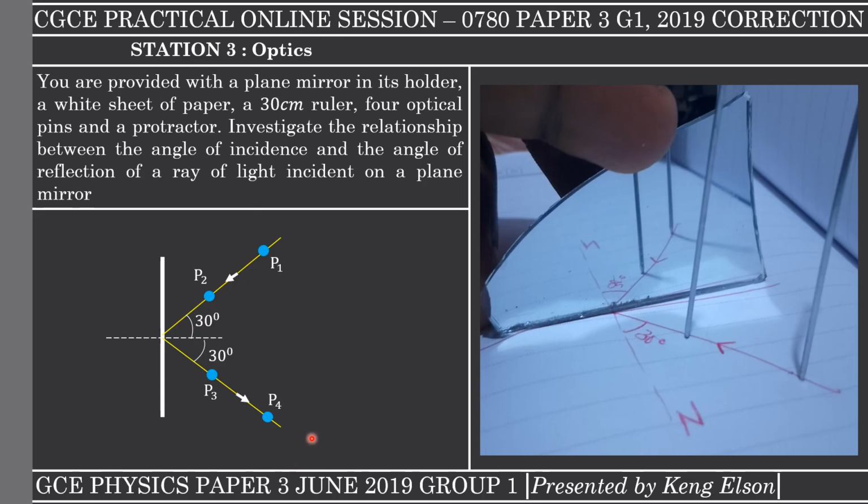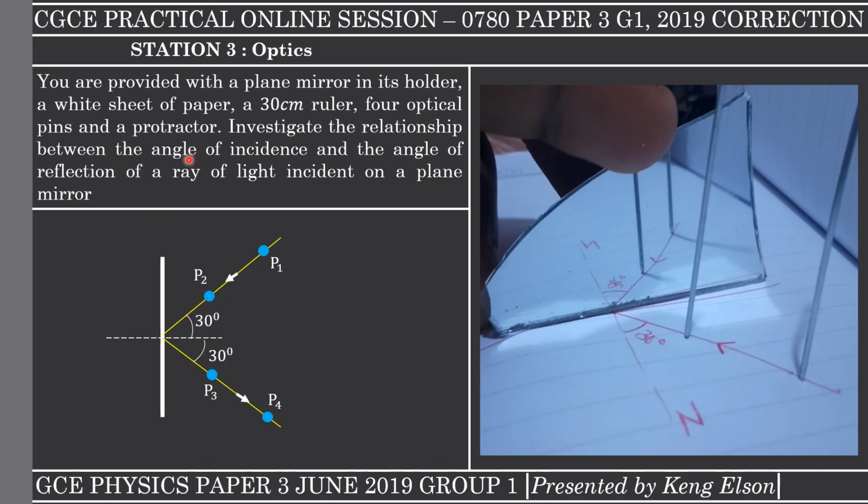Okay, now please don't laugh at my things. Let's go to station 3 optics. You are provided with a plane mirror in its holder. The holder is my hand, don't bother. A white sheet of paper, a 30 cm ruler, 4 optical pins, and a protractor.